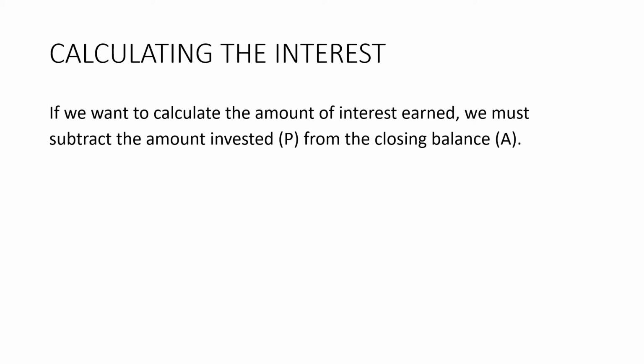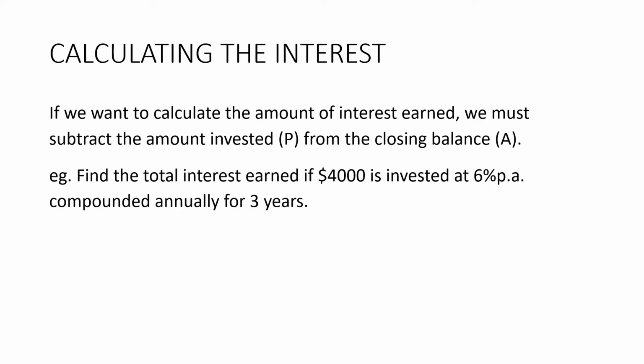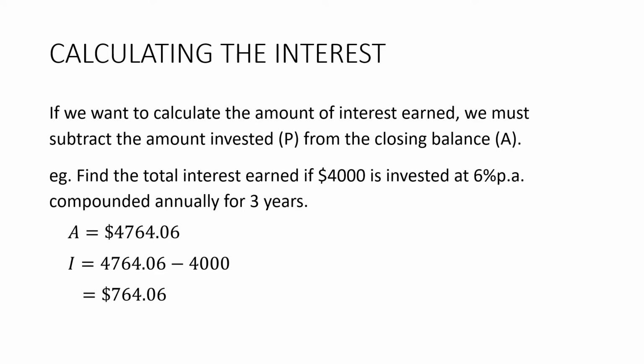Now if we want to calculate the amount of interest earned, we must subtract the amount invested, the principal, from the closing balance. So here's our previous example. Now we want to find the total interest earned. So we know the amount that is accrued, or the closing balance. We just worked that out. It's $4,764.06. How much bigger is that than that? That's the interest. Okay, we put this much in, we got this much out. So $764.06 must be the interest earned.